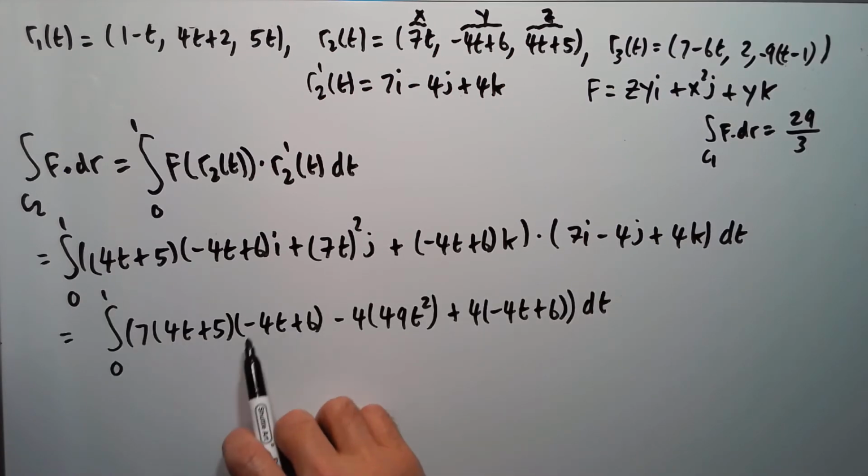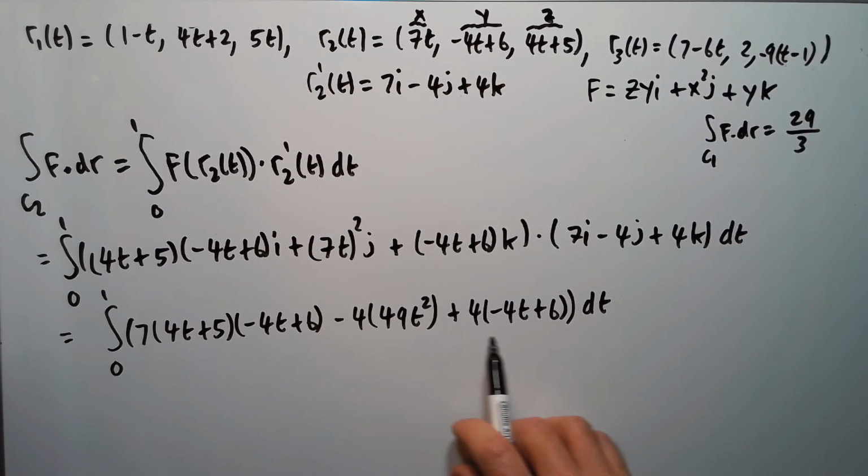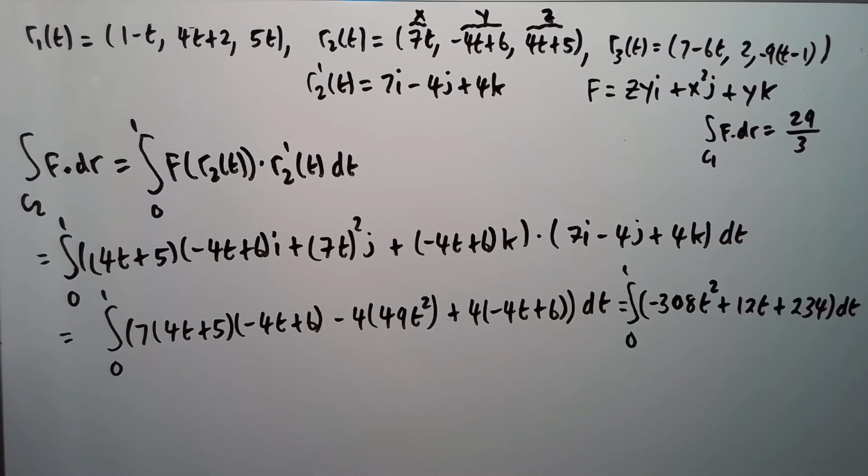We just have to expand all this stuff out. I was going to give you the answer on this one, so I'll let you pause the video and multiply this stuff out and combine like terms. This is what you should get. You should end up getting that when you multiply it out and combine stuff.